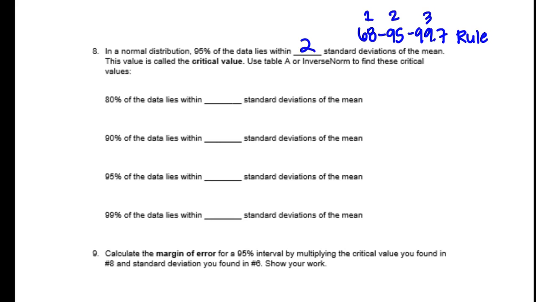And that value is called the critical value, but I want to show you how you can use table A or inverse norm, which we haven't learned before, to get these critical values. So we'll start with 80% because that one's going to be a nice, easy one. And so for 80%, to visualize this, I want to draw a normal curve right next to it.